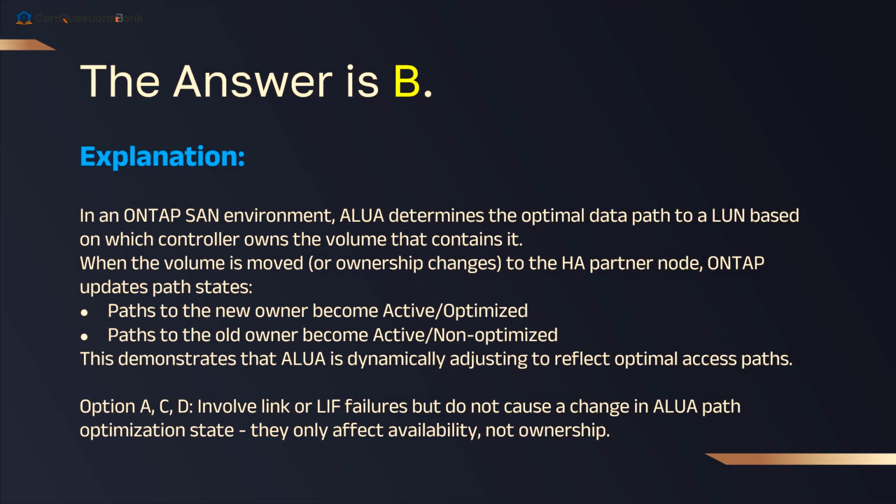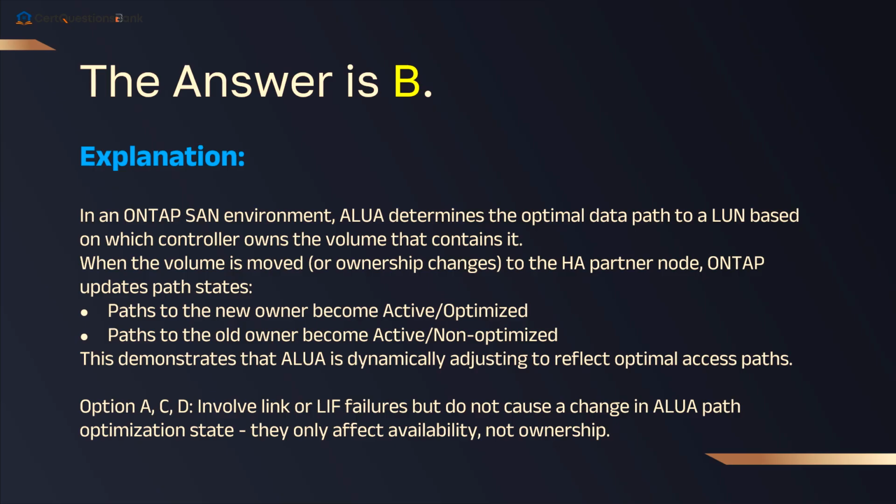The answer is B. In an ONTAP SAN environment, ALUA determines the optimal data path to a LUN based on which controller owns the volume that contains it. When the volume is moved, or ownership changes, to the HA partner node, ONTAP updates path states. Paths to the new owner become active optimized. Paths to the old owner become active non-optimized. This demonstrates that ALUA is dynamically adjusting to reflect optimal access paths.